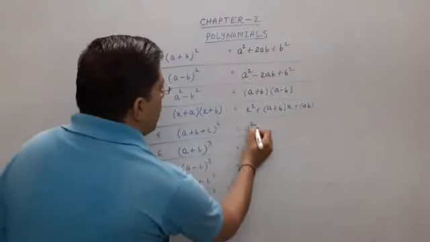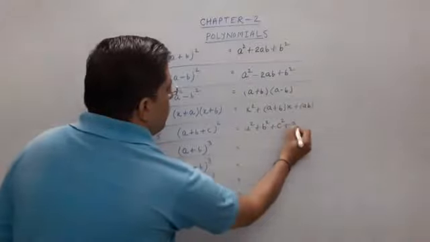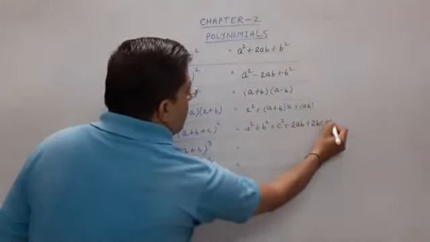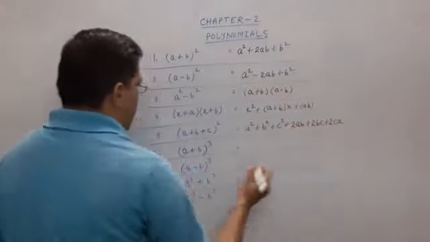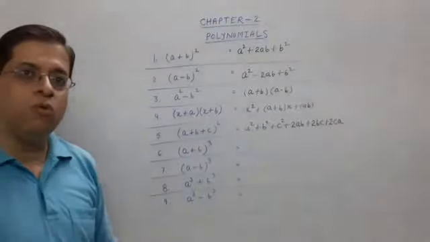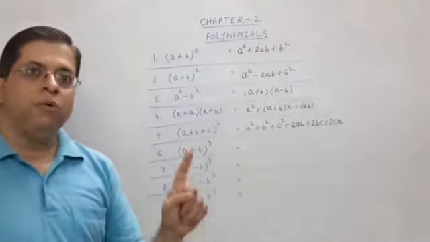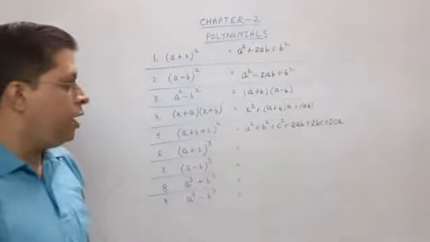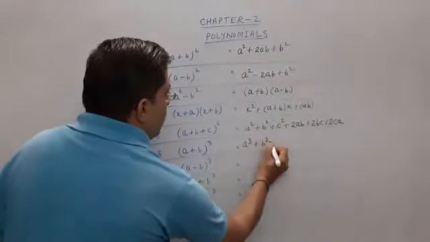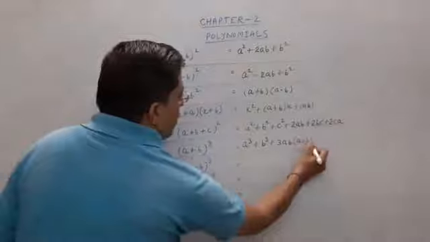Now see, a square plus b square plus c square plus 2ab plus 2bc and plus 2ca. Now next identity is (a + b) whole cube. What is (a + b) whole cube? A cube plus b cube plus 3ab in bracket (a + b).